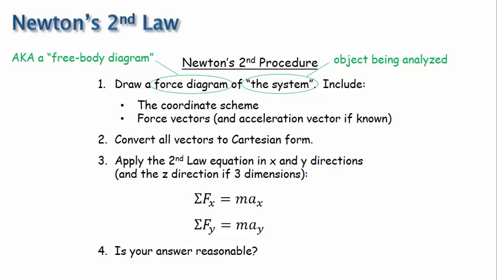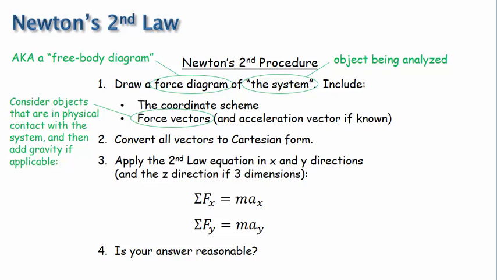Recall from the last video that a good technique to make sure that you've included all of the forces acting on the system is to consider objects that are in physical contact with the system and then include the force of gravity if applicable. Also, if you know the direction of the acceleration of the system, include that as well. Newton's second law relates net force and acceleration, so if you know the direction of the acceleration, that will also be the direction of the net force and useful information.